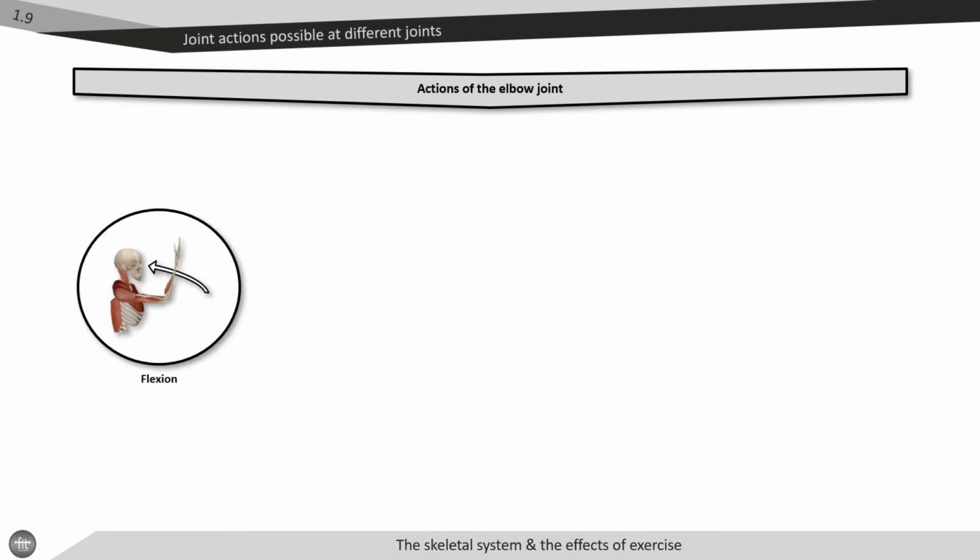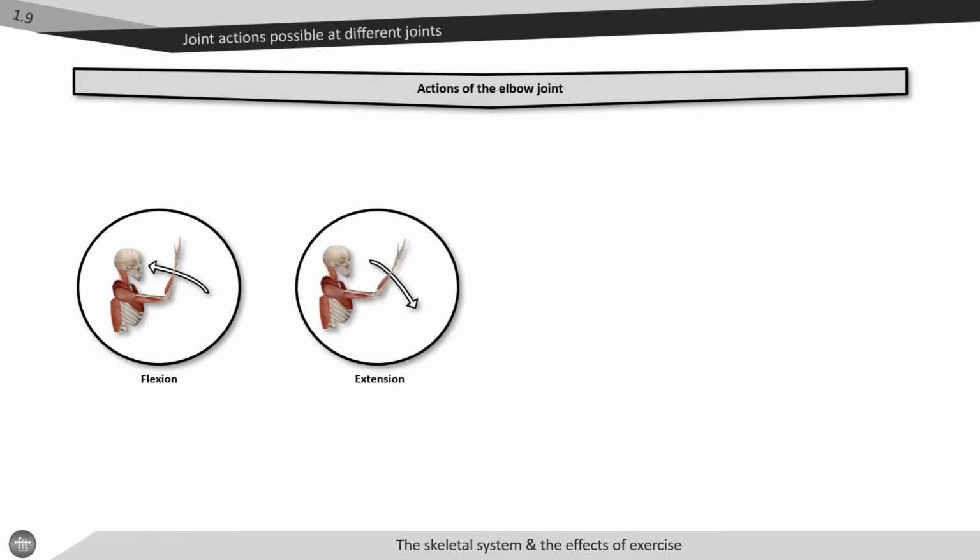The elbow joint is a hinge joint, and there's 2 different actions available. Elbow flexion, where the angle of the joint decreases or the arm bends. Elbow extension, where the angle of the joint increases or the arm straightens.